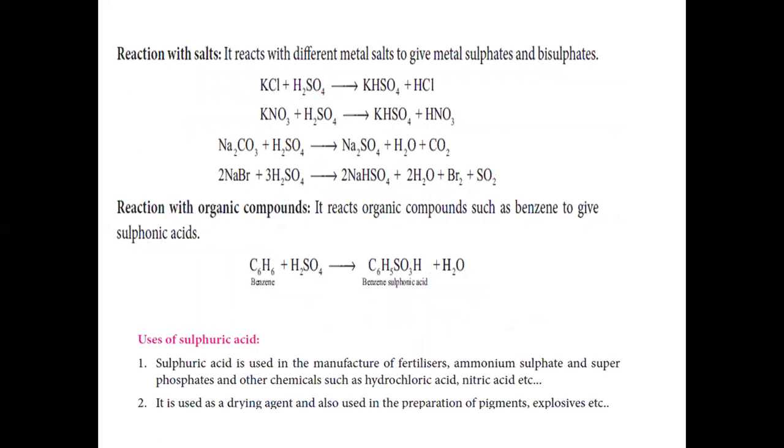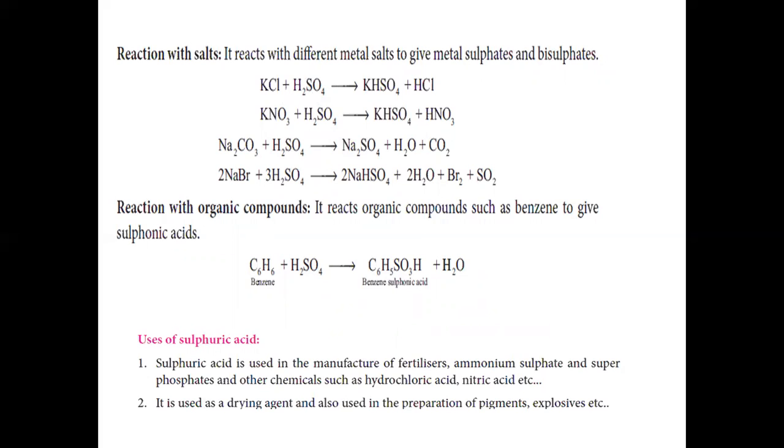Next is reaction with salts. It reacts with different metal salts to give the metal sulfates and bisulfates. Here KCl reacts with H2SO4. One hydrogen is replaced by potassium, so we get potassium bisulfate plus HCl.